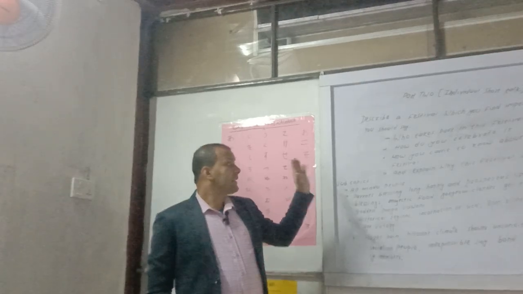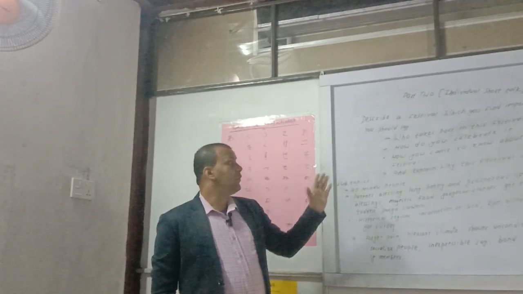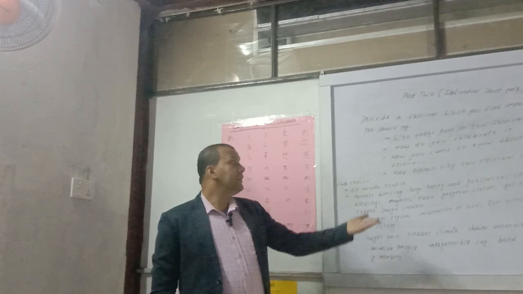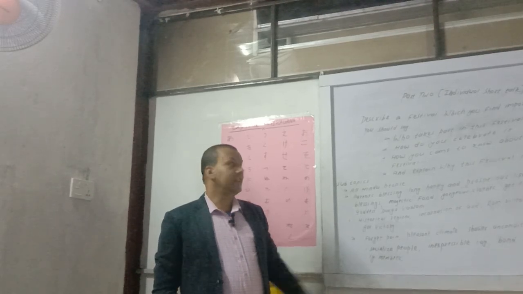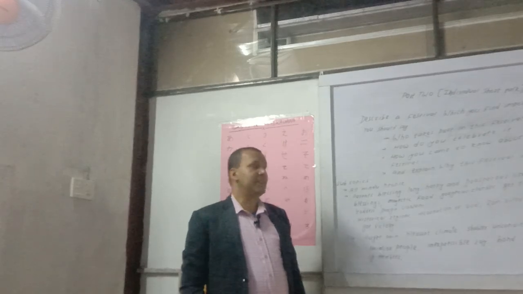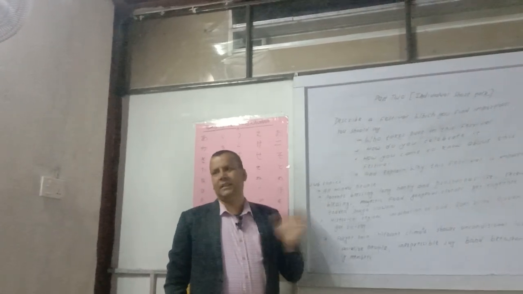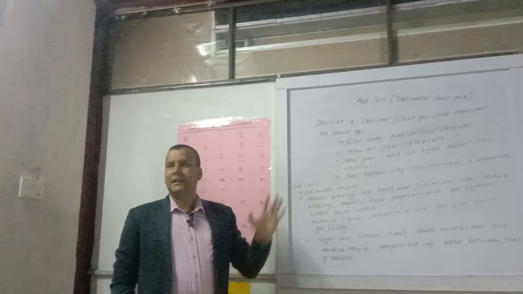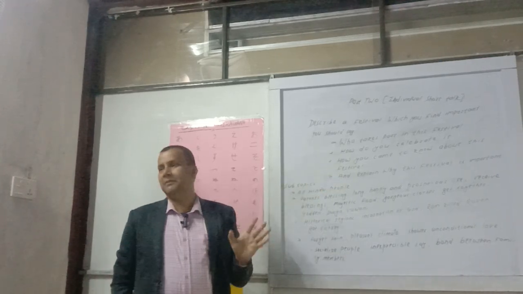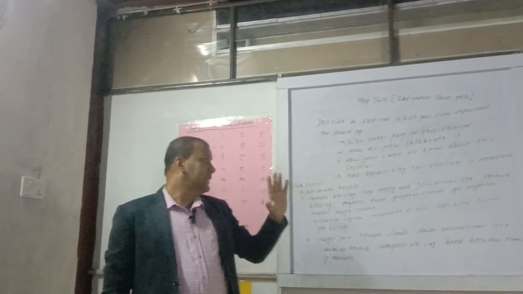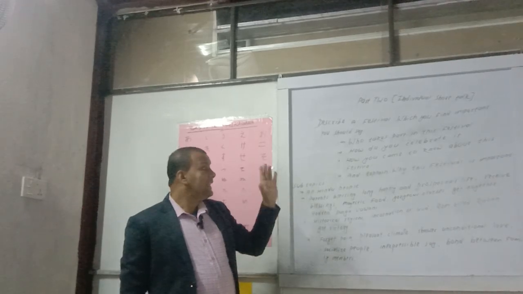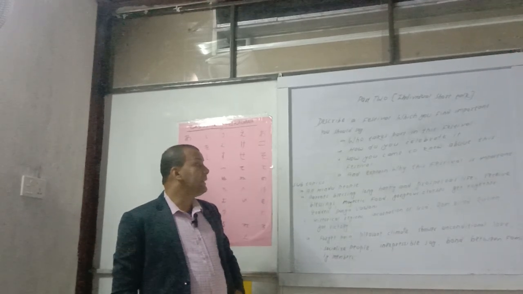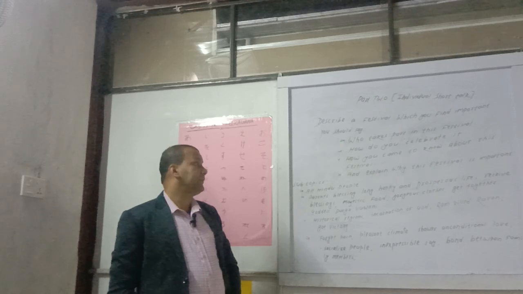Okay. And next, how you came to know about this festival. How did you come to know about this festival? Okay. How you came to know about this festival. And there is no question mark. It doesn't matter. Grammatically, there should be a question mark here, but it doesn't matter. Next, explain why this festival is important. Okay.